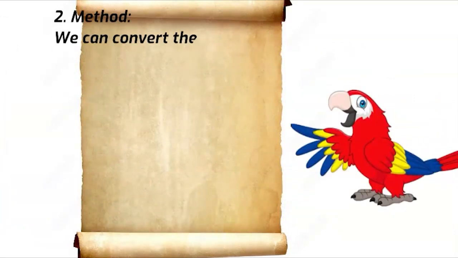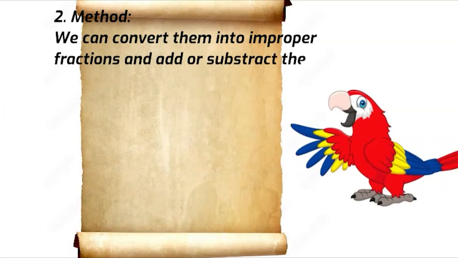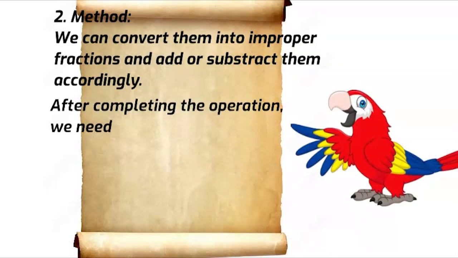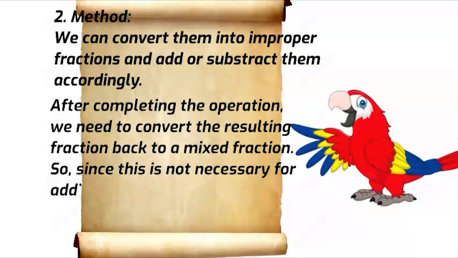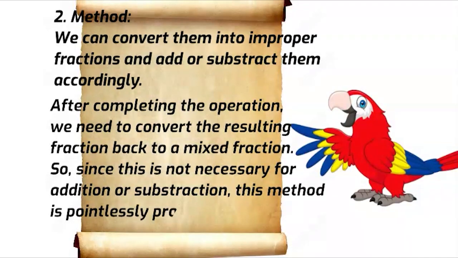Let's move on to the second method. In this method, we convert mixed fractions into improper fractions and add or subtract them accordingly. After completing the operation, we need to convert the resulting fraction back to a mixed fraction. Since this is not necessary for addition or subtraction, this method is pointlessly prolonged.